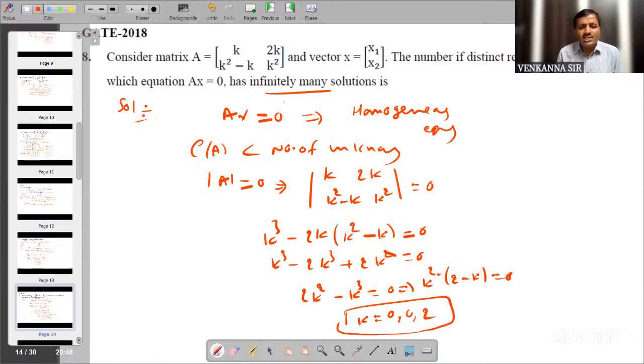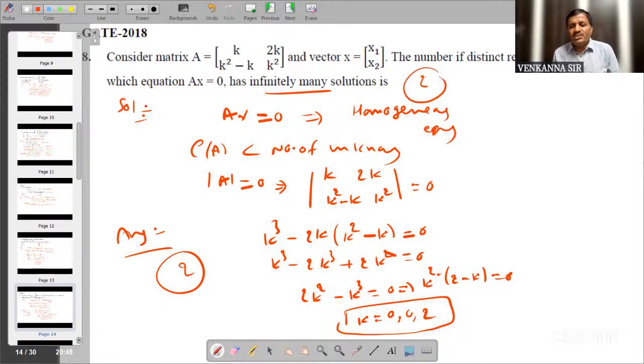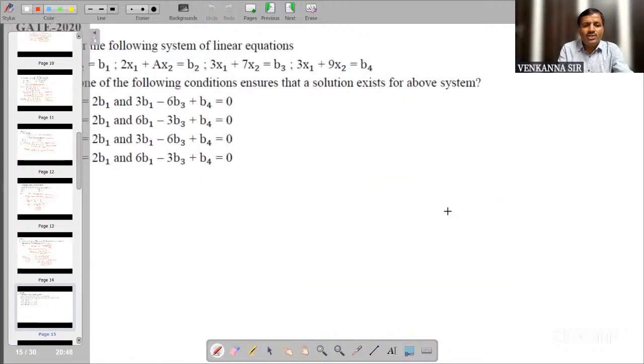What the question is asking here: the number of distinct real values of the k for which Ax has infinite number of solutions. How many distinct values do we have? Two distinct values, 0 and 2. Two is the answer. Hope this is clear to all of you. What type of question is it? Homogeneous equations. Everybody understood? Let us go to our next question.